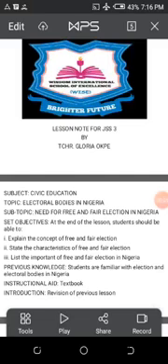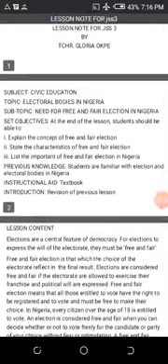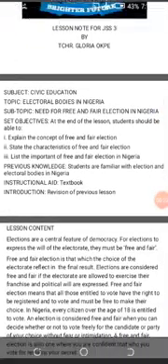On civic education this morning, we are going to be looking at the electoral bodies. It's a continuation of our last week topic, electoral bodies in Nigeria. Okay, subtopic: need for free and fair election.